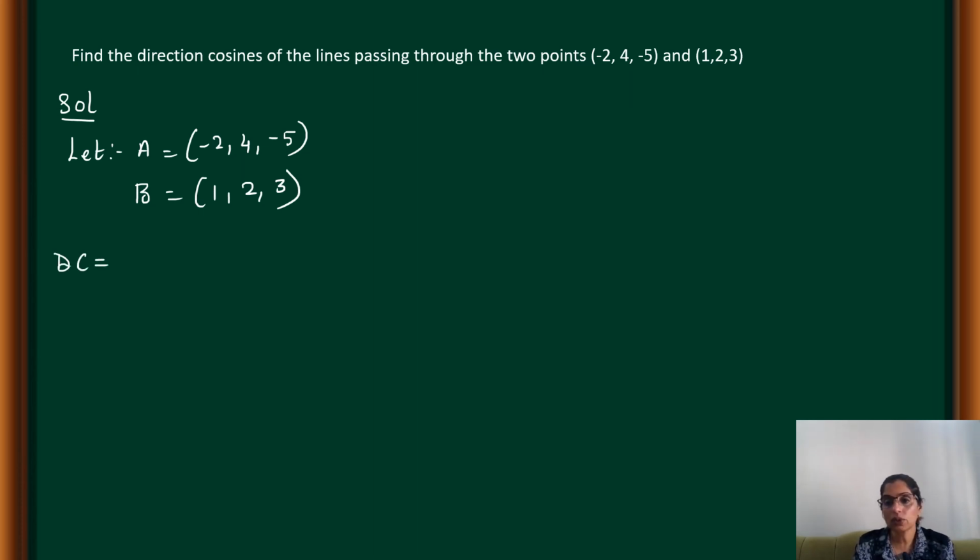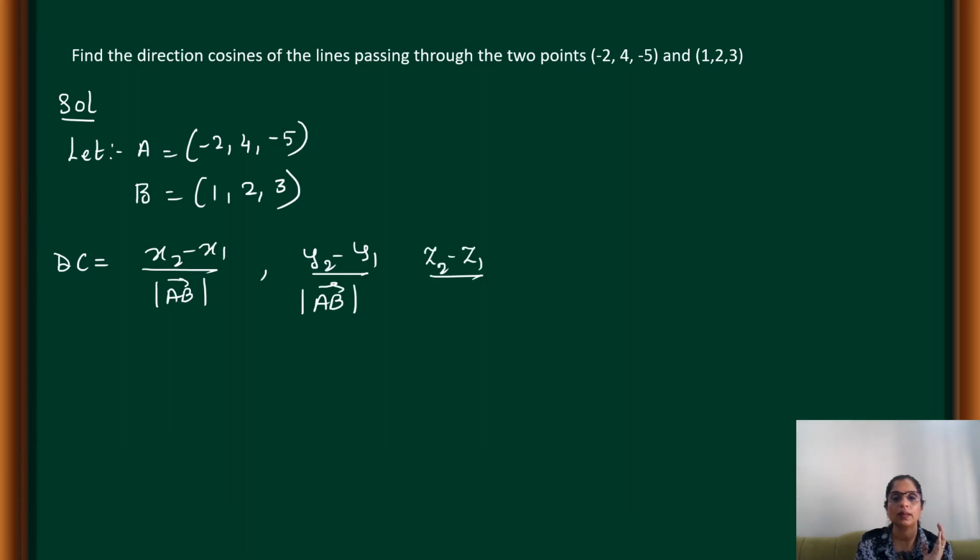We know what direction cosines are. Remember, x2 minus x1 by magnitude of AB, y2 minus y1 by magnitude of AB vector, and z2 minus z1 by magnitude of AB vector. That's not very difficult. First, let us find out what the AB vector is.